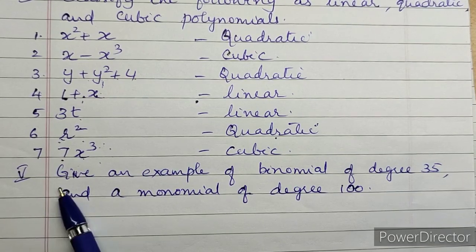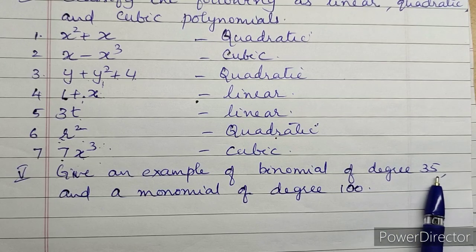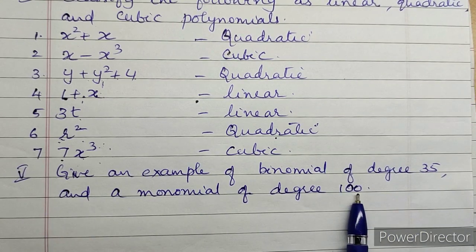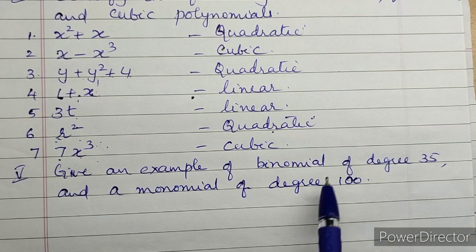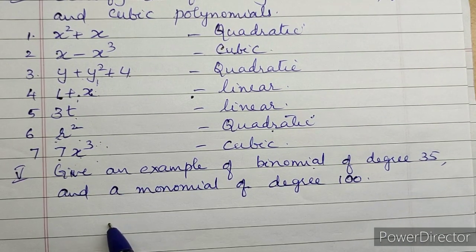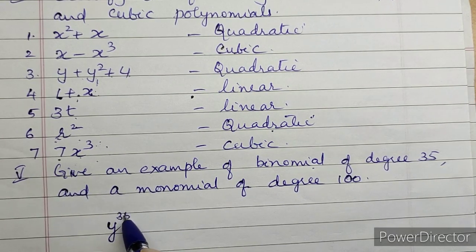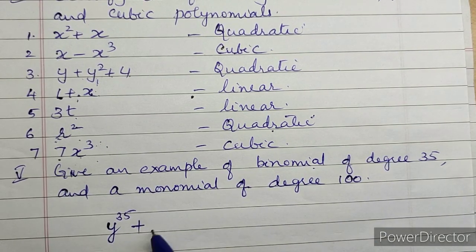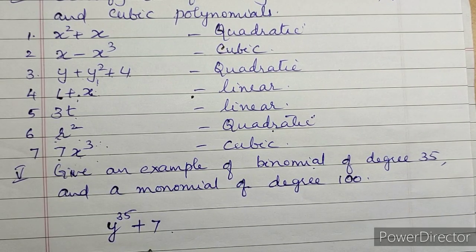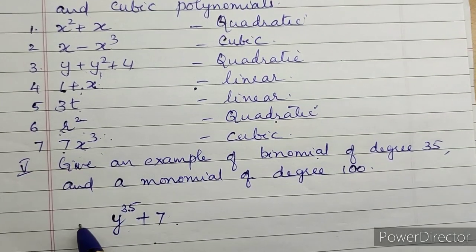Next sum, give an example of a binomial of degree 35 and a monomial of degree 100. Can you give an example, children? Yes, binomial of degree 35 means variable I am taking as y here, y to the power of 35 should be there. Binomial means two terms should be there. So one more term you can put, either y or any constant. y to the power of 35 plus 7, it is a binomial and the degree of this binomial is 35. So this is the first example.